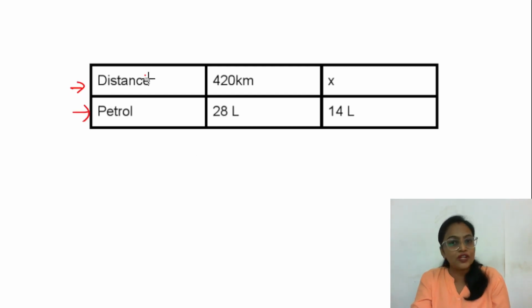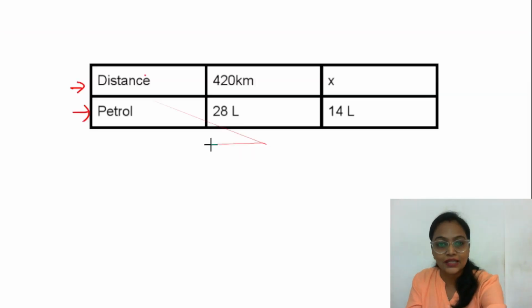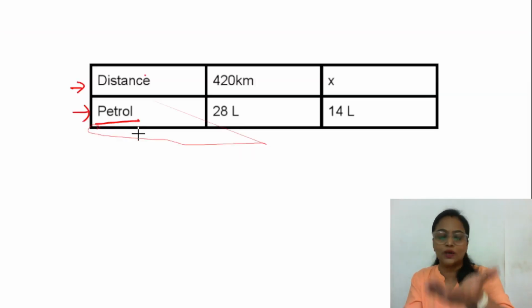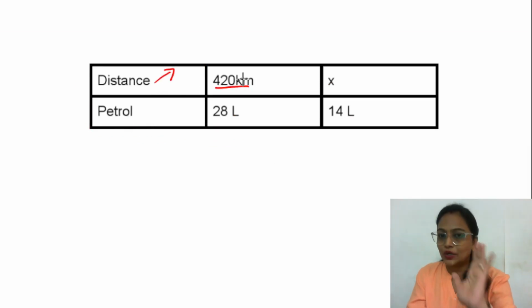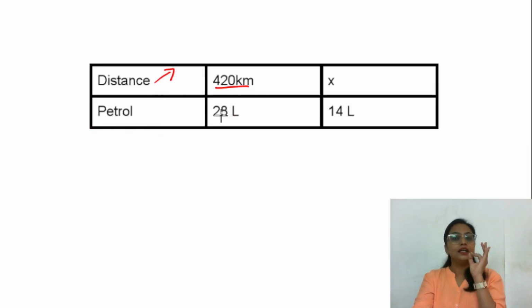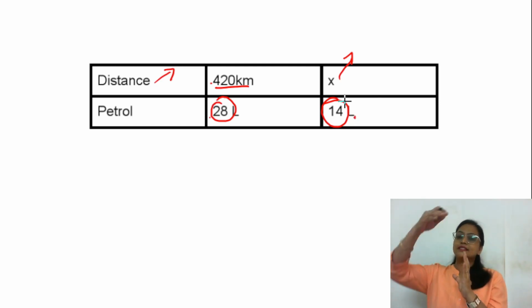In one row, we will write one thing, that is here distance, and in the other row, we will write the other thing which is given, in this case petrol, right? So the first time the distance is 120 kilometers and the petrol needed is 28 liters. Next time we have to find the distance when the petrol is 14 liters, right? Because distance is more, petrol required is more. If petrol is less, distance will be less, right?